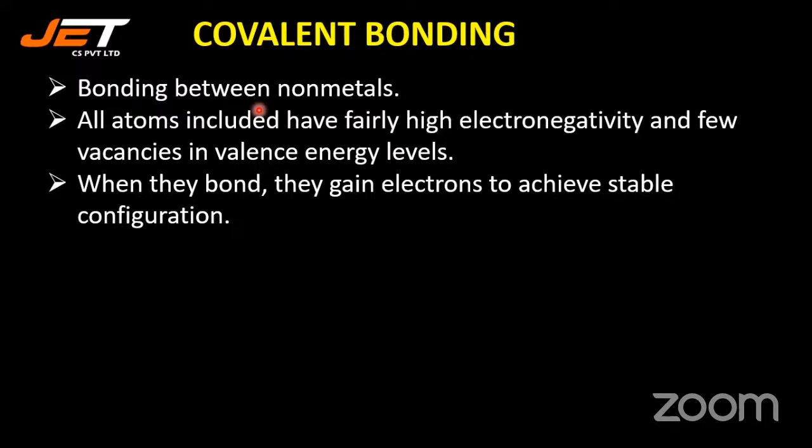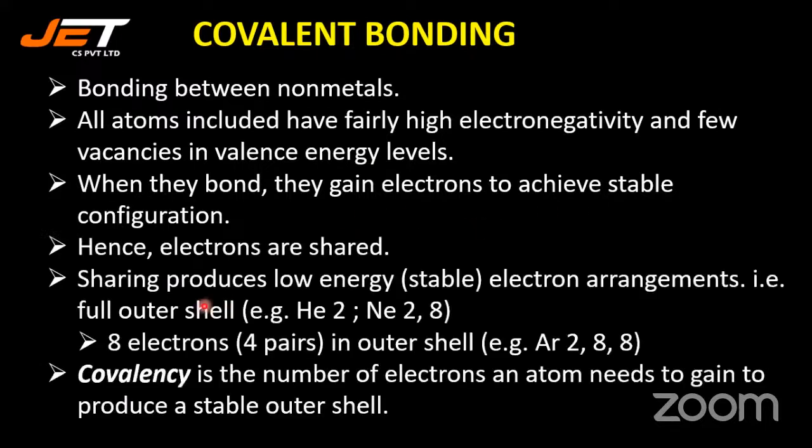You will realize where covalent bonding will be present and where ionic bonding will be present. All atoms involved have fairly high electronegativity and few vacancies in valence energy levels. Consider chlorine. Chlorine has 7 electrons in its outermost shell, so it just needs one more electron. Right or wrong? Right. So when they bond, they gain an electron to achieve the stable electronic configuration. Hence, electrons are shared. Very important point, shared. Sharing produces a low energy, stable electronic configuration.